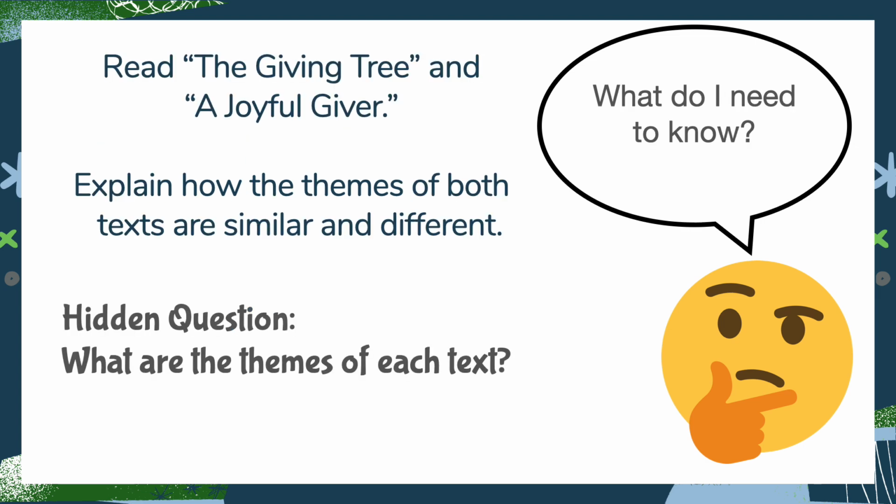You need to ask yourself, what do I need to know in order to answer this prompt? We call these the hidden questions, and there may be one or more hidden questions you have to identify. In this case, the prompt is asking you to explain how the themes are similar and different. So to do that, we have to first know what are the themes of each text. Once we know the themes, then we can compare and contrast them.